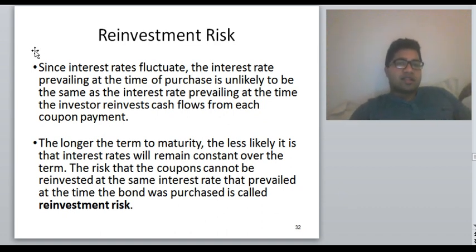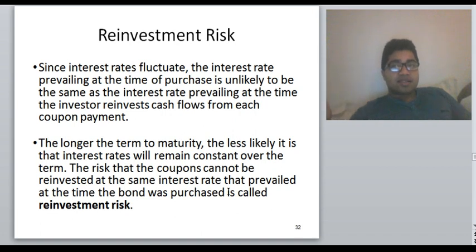Reinvestment risk is, since the interest rate fluctuates, the interest rate prevailing at the time of purchase is unlikely to be the same as the interest rate prevailing at the time the investor reinvests cash flows from each coupon. So it means whatever coupons you are getting, you may not be able to reinvest them at the same interest rate that was there when you bought the bond. Now, reinvestment risk is zero for zero coupon bonds because they don't pay any coupons. So there is no question of reinvesting.